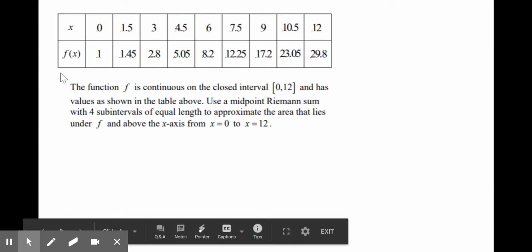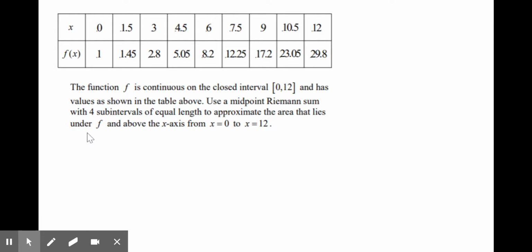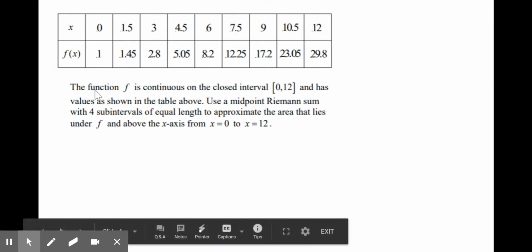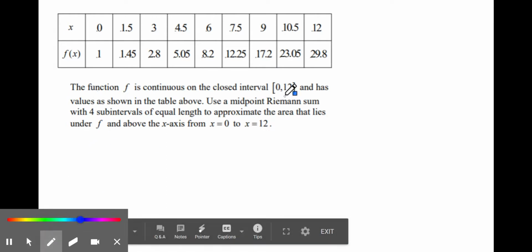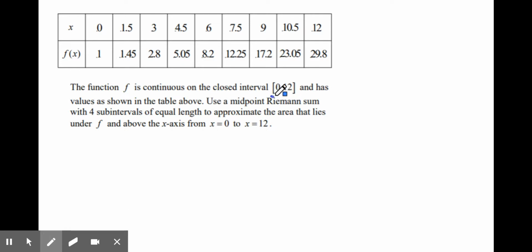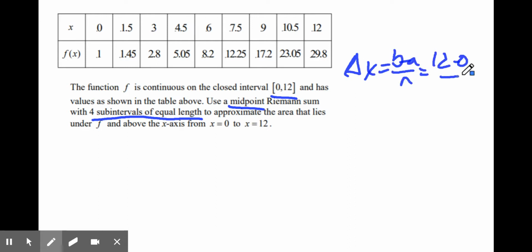Okay, so here's one with a chart. Same idea. The function is continuous on the closed interval 0, 12 and has values shown above. From 0 to 12, it wants you to use a midpoint Riemann sum, 4 subintervals of equal length, to approximate the area that lies under f and above the x-axis from 0 to 12. To find our delta x, we would take b minus a over n. So that's 12 minus 0 over 4, which is 3.